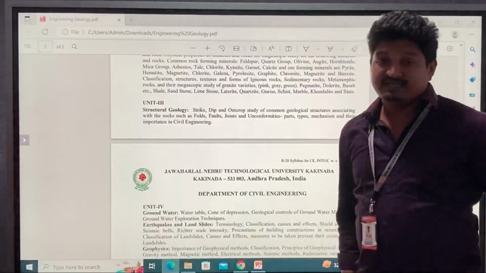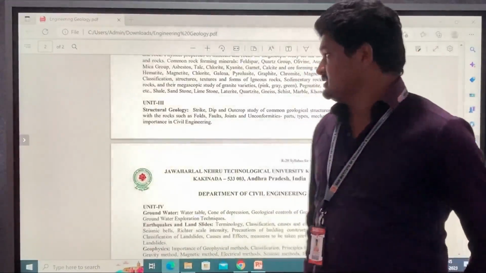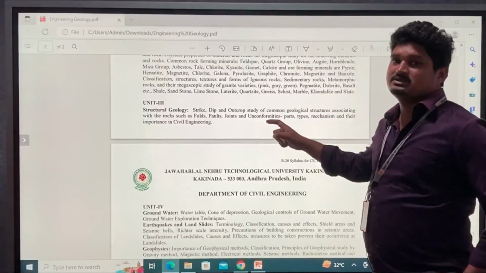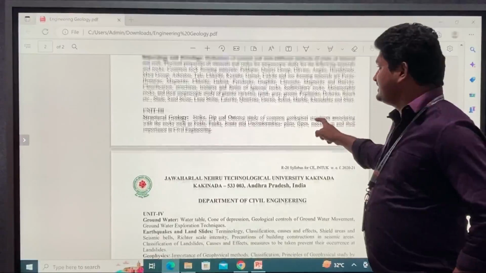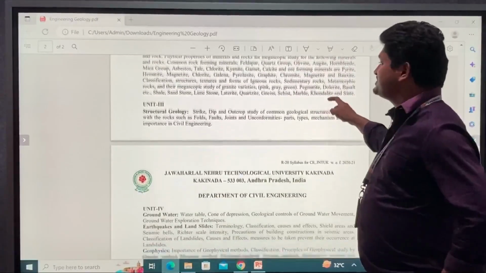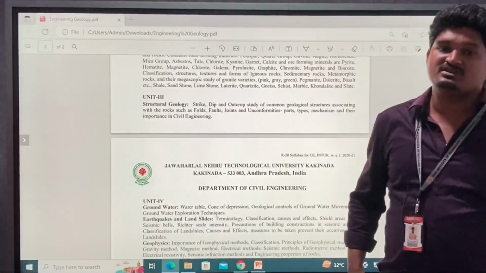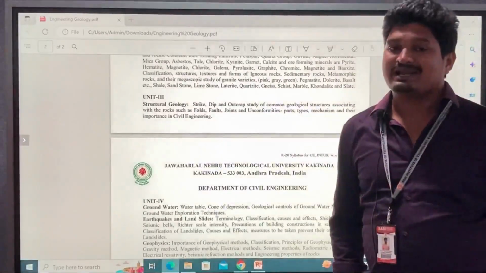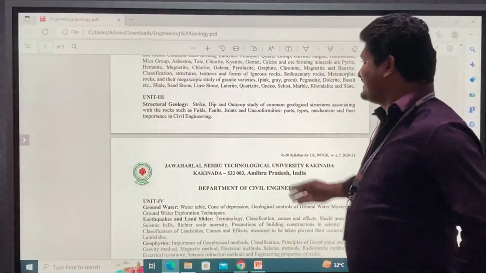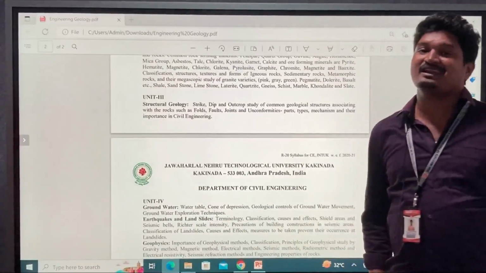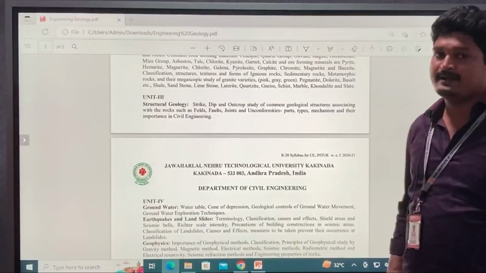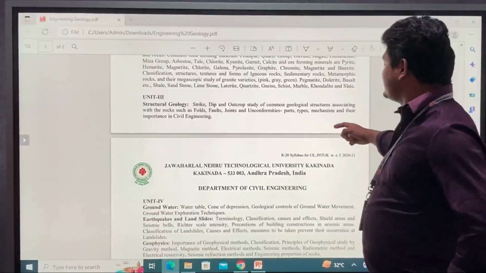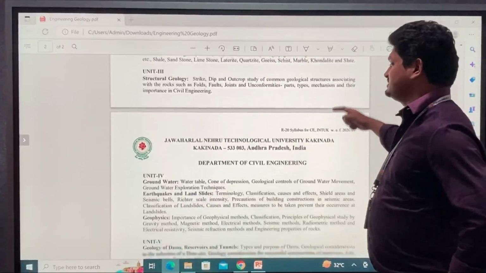Unit 3 is structural geology. In unit 2, we already learned about the primary structures, that is the texture, composition, and occurrence of different types of rocks. After the formation of rock, a number of changes occur due to tectonic movement and different climatic conditions. We call these structural features, or secondary features, such as fold, fault, and joint. In this unit, we learn about different types of structural features.